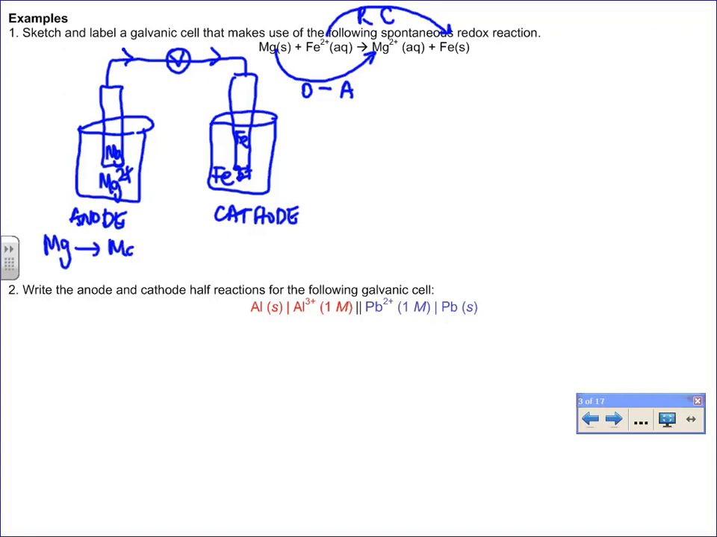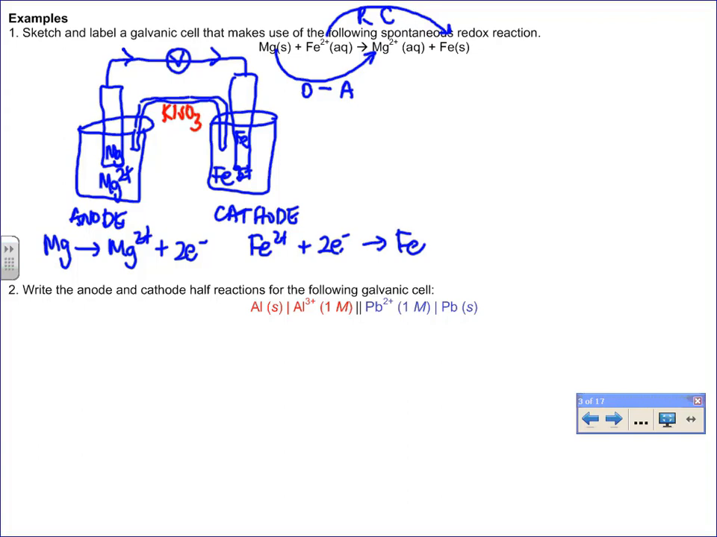So the magnesium here is losing electrons, so that's the reaction that's occurring at the anode, and the reaction that's occurring at the cathode is the reduction of iron ions to Fe. Now we also need to show a salt bridge because this reaction would not occur without a salt bridge.